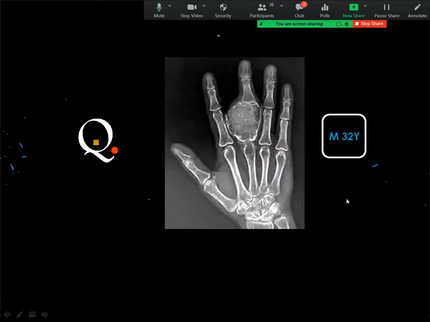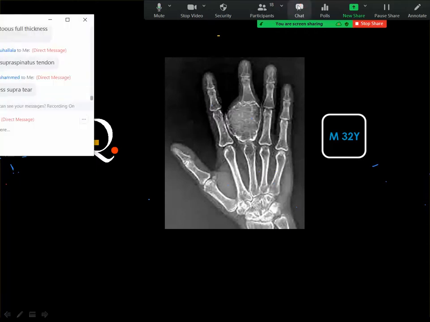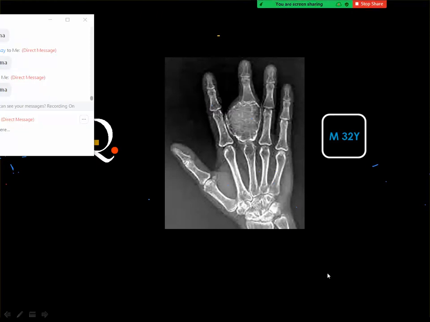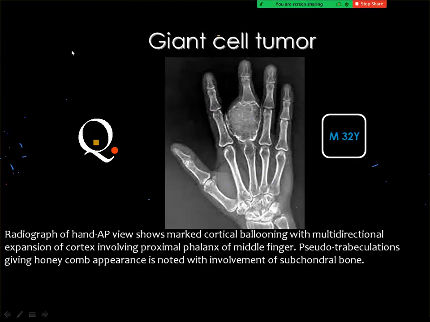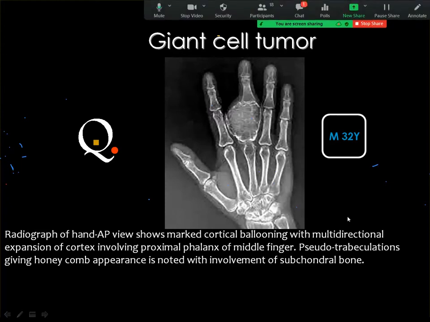Then this is the hand X-ray of a male, 32 years old. Enchondroma. Okay. Enchondroma is a good possibility, and you cannot actually separate the enchondroma from the giant cell tumor. But many times the enchondroma does not cause significant expansion.